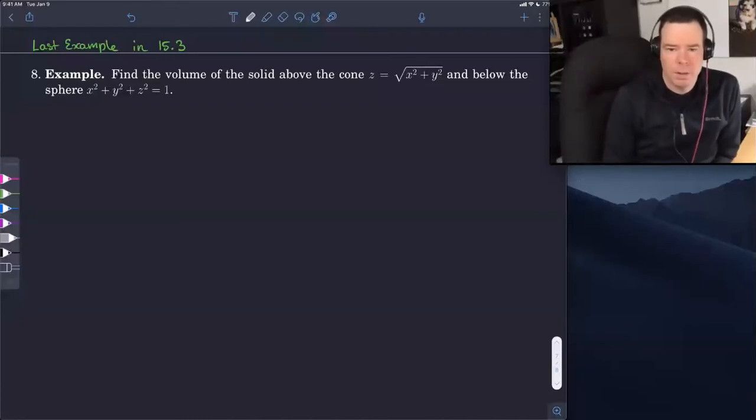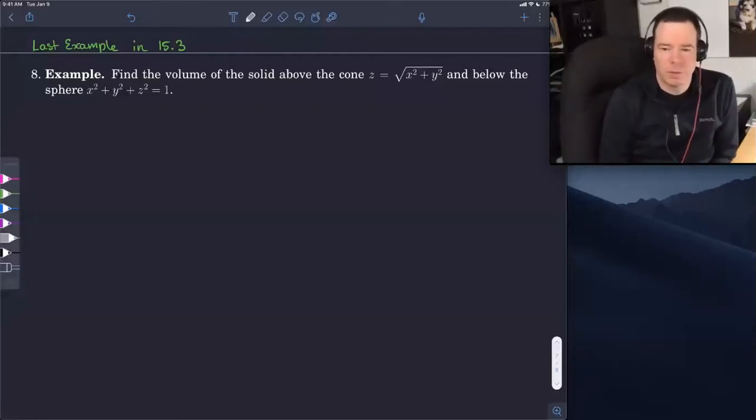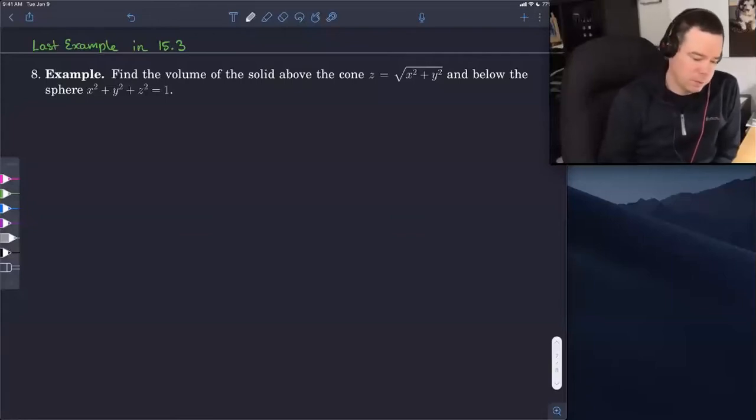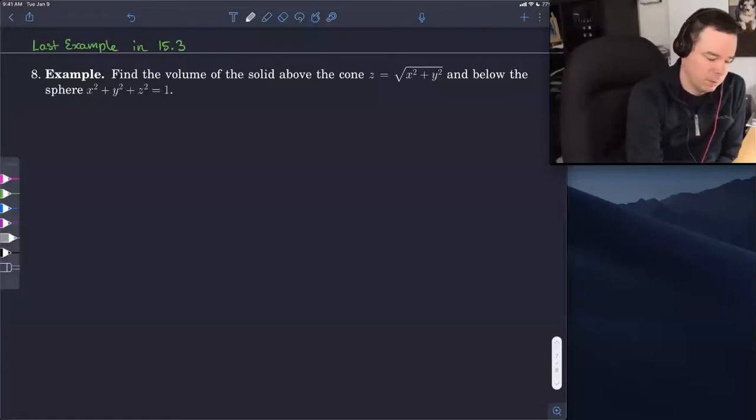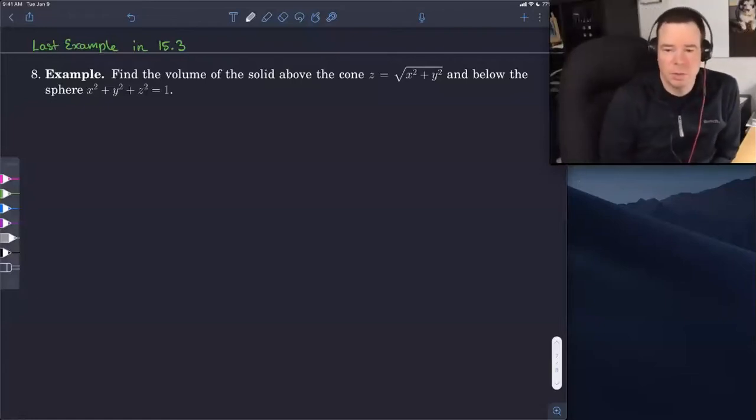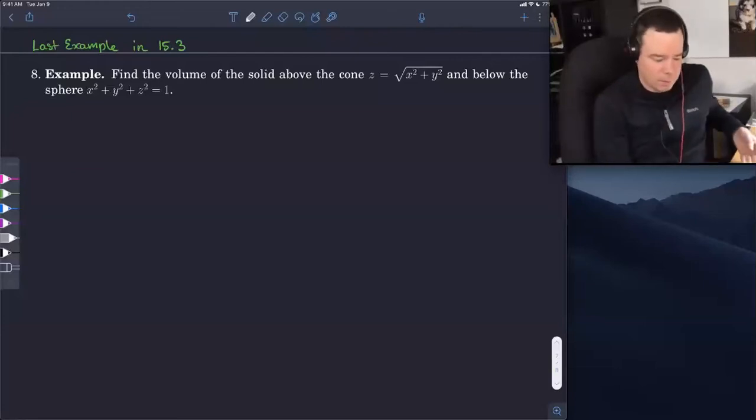Where we are today is we are just finishing up section 15.3, the section on double or multiple integrals, or double integrals in polar regions. So we're going to wrap up with this last example, and then we're going to get into section 15.4, which is on some applications of double integrals. So we'll see how double integrals get used in other areas of science.